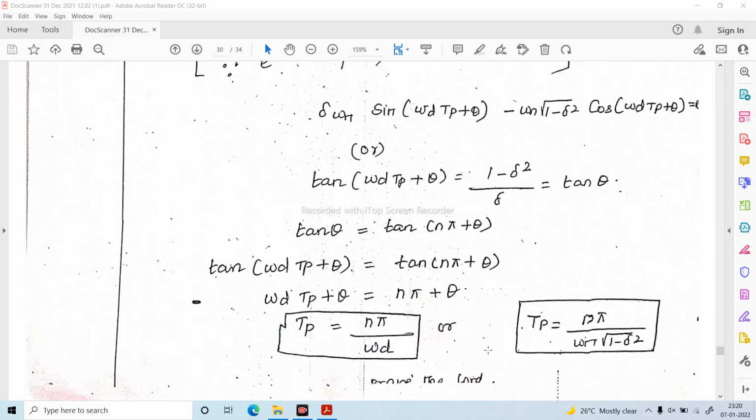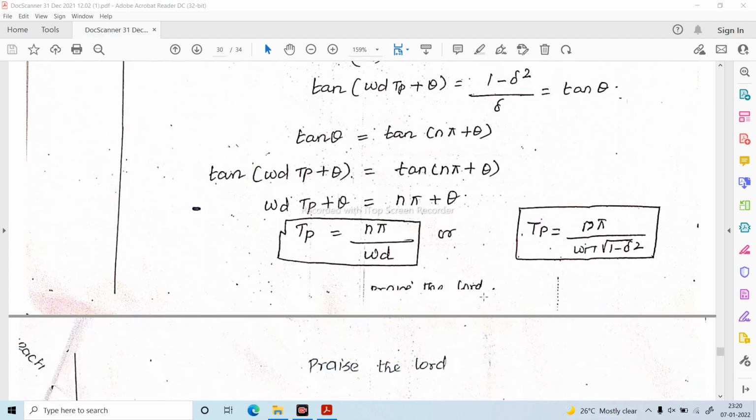So, next, how can we equate this? Omega d tp plus theta equals n pi plus theta; the tan can get cancelled. So from this equation, tp is equal to n pi divided by omega n square root of 1 minus delta square. So this is the derivation of peak time.